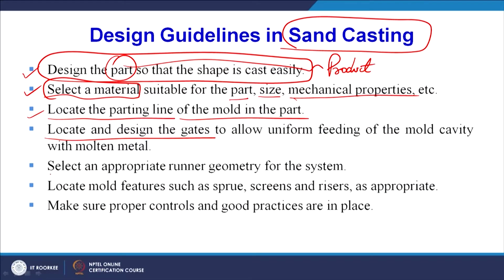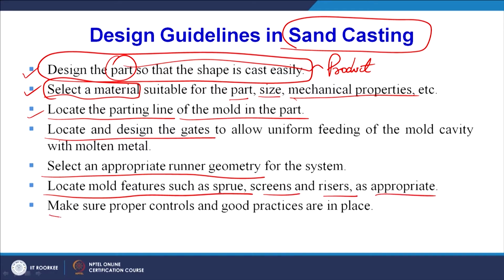Locate and design the gates to allow uniform feeding of the mold cavity with molten metal. So this is locate and design the gates. Select an appropriate runner geometry. Locate the mold features such as sprue, screens and risers as appropriate.